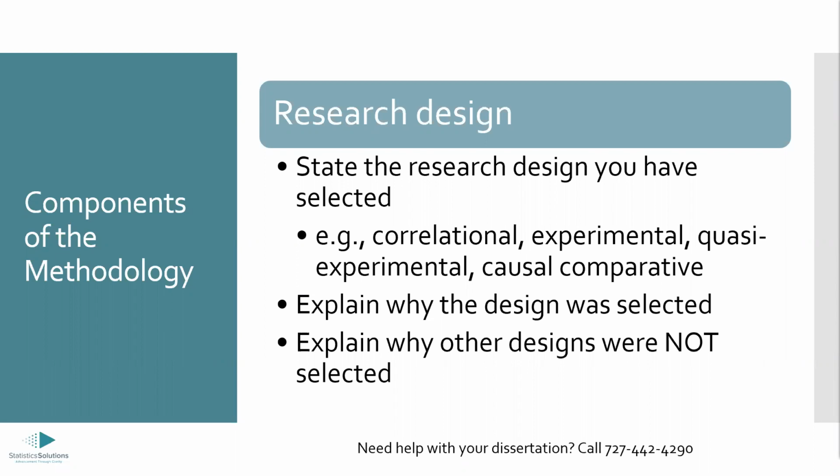So in this section, you'll want to state the research design you selected. And so in quantitative, this could be correlational design, experimental design, quasi-experimental, causal comparative. Those are just some examples of potential research designs within quantitative that you might choose. And you want to explain why you selected this design. So you want to provide rationale for why this was the most appropriate type of design for your study.